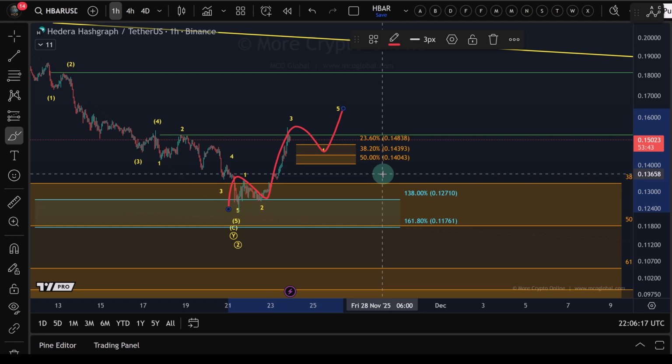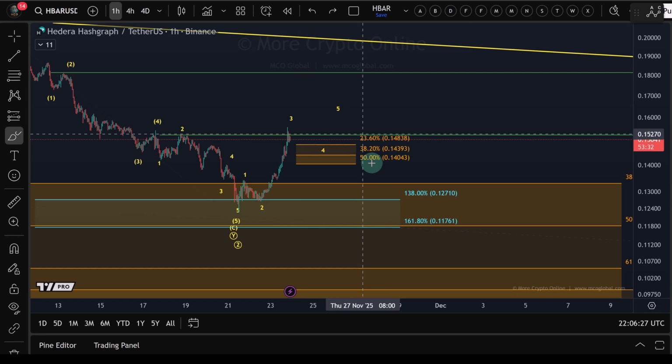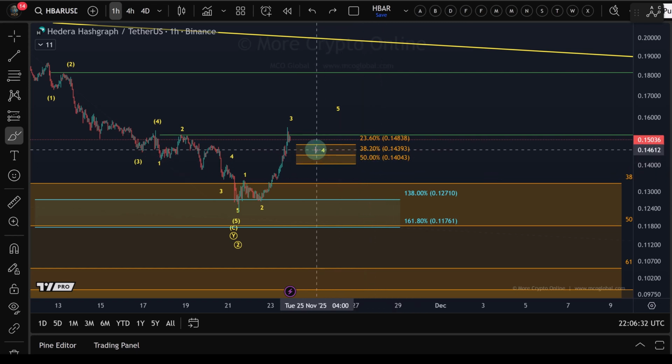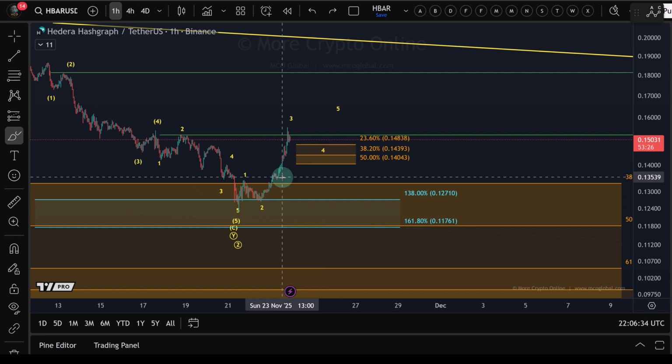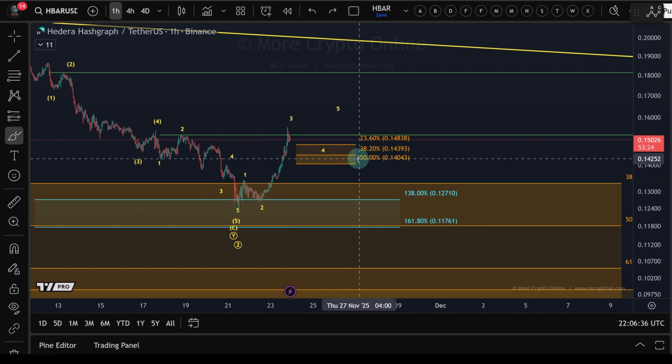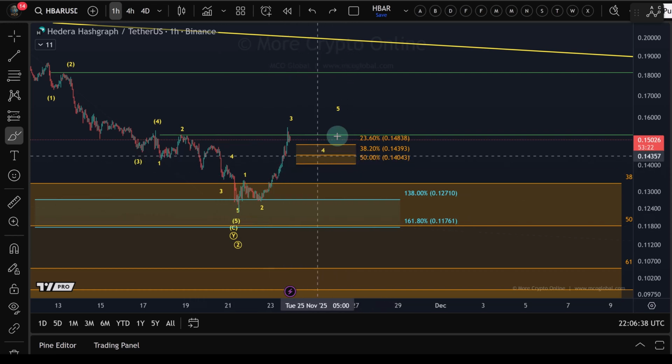Of course, the pullback has not clearly started yet, right? There is no sign as such that a 4th wave pullback has started. But what is important to understand is that this is the support zone. So as long as we are holding the 14-cent level, the pressure is up, okay? Short term. Still very fragile because we don't have a 5-wave move up yet.